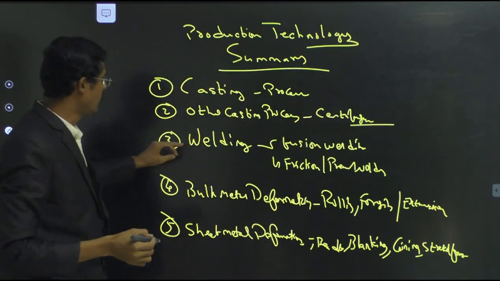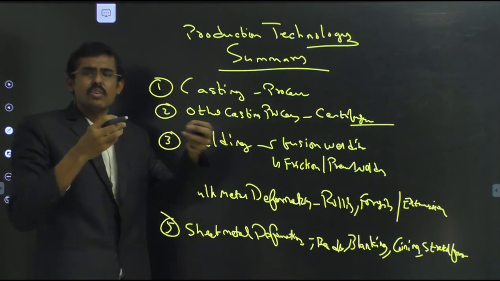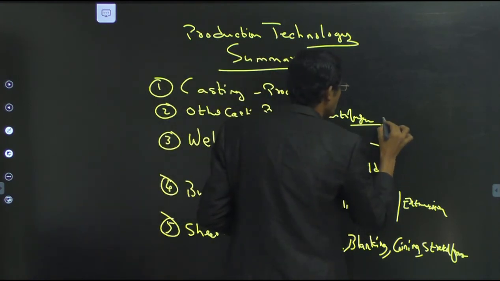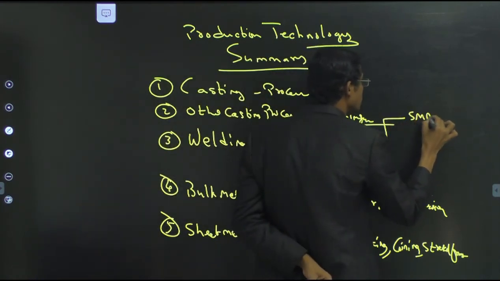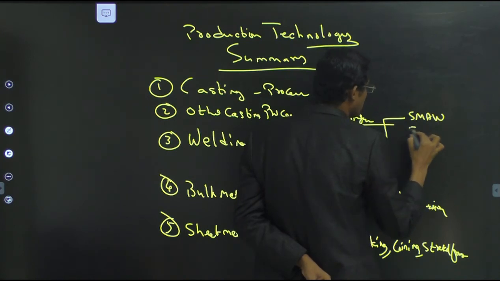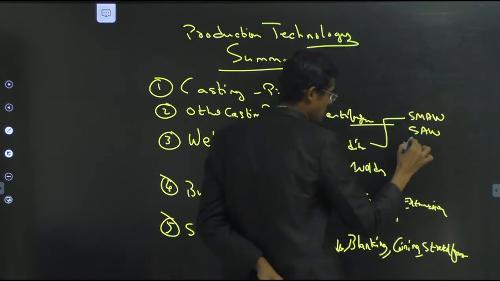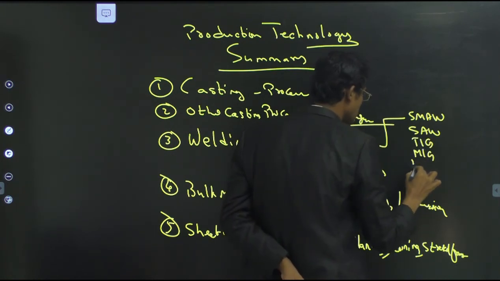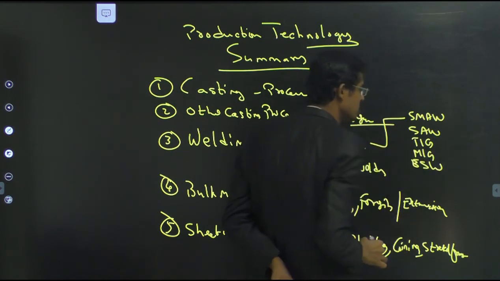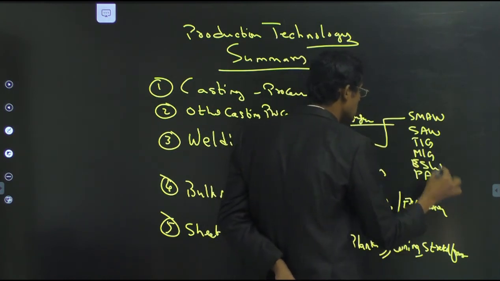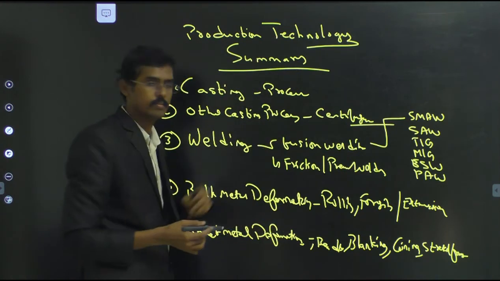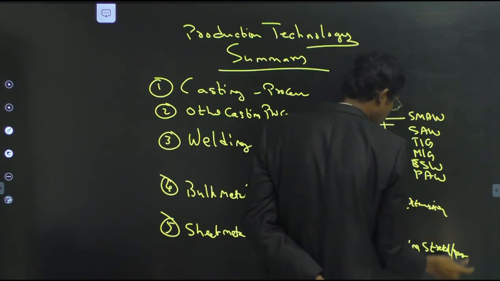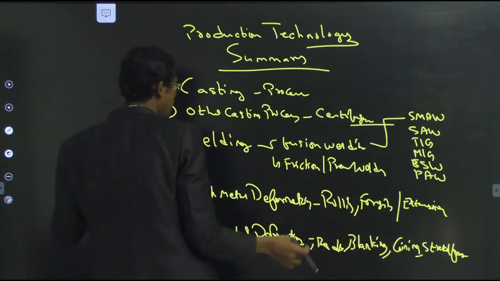Importantly, in welding we concentrated on various types. Fusion welding includes SMAW, then SAW (submerged arc welding), TIG welding, MIG welding, electroslag welding, and plasma arc welding. So we have seen such various processes in fusion welding. And in pressure welding, this will take the lead here.